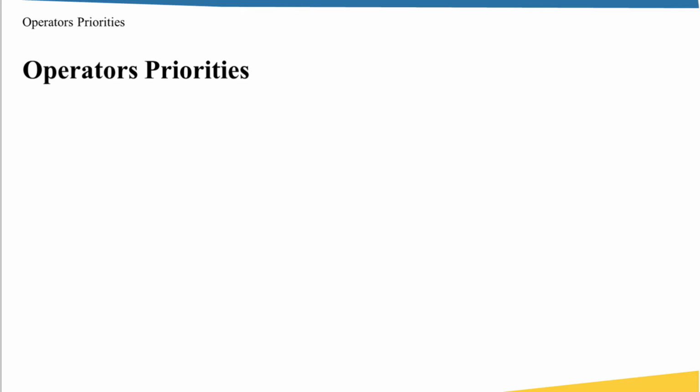The main purpose of operators priorities is to answer this question: if two operators come together in the same expression, which one is going to be executed first? Before I answer this question and dig deeply into operators priorities, let me give you two notes, and you have to keep these notes in mind.